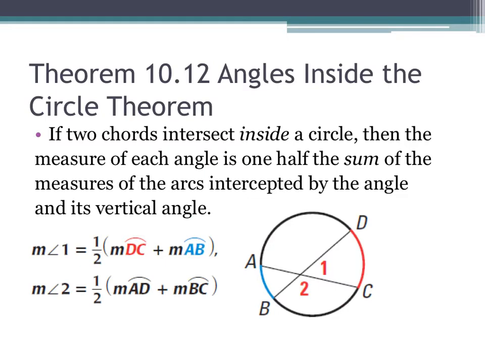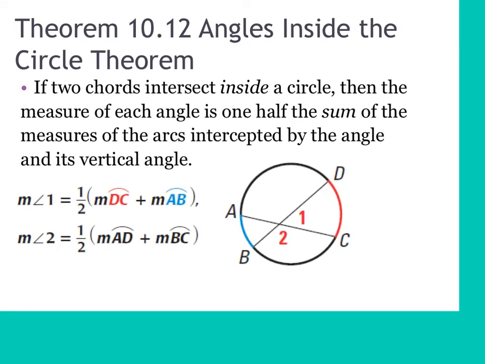Theorem 10.12 is the angles inside a circle. So I call this like a floating angle. It's not in the middle and it's not on the circle. It's floating somewhere inside. And the way we find the measure is by adding the arc it intercepts to the arc its vertical angle intercepts, and then dividing it by 2 or multiplying by 1/2. So if I'm trying to find angle 1, which is here, then I add the arc it intercepts, which is CD, plus the arc that its vertical angle intercepts, which is AB, and divide by 2 or multiply by 1/2. So you're finding the average of those two arcs.